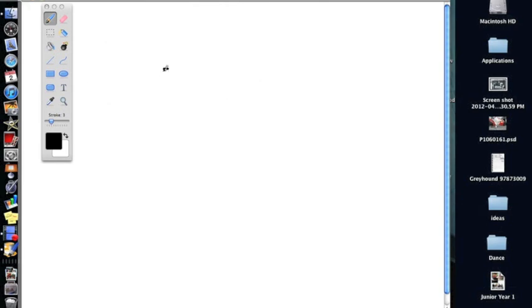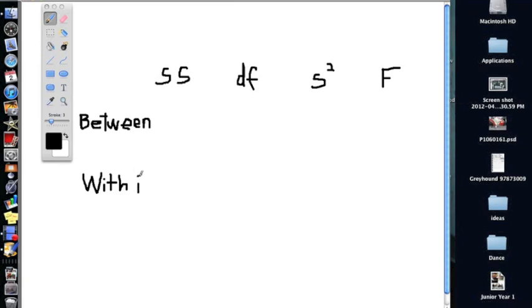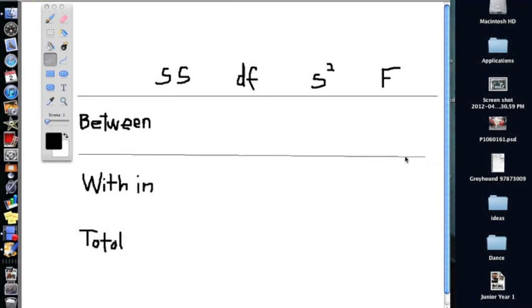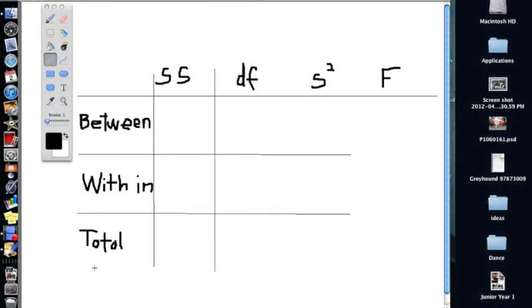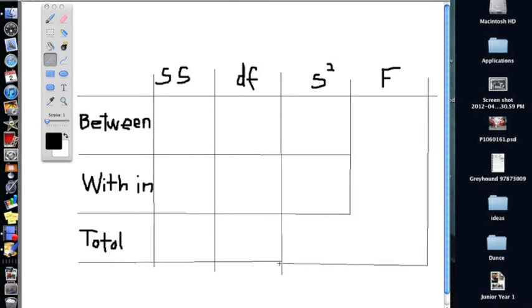When it comes to figuring out these ANOVAs, I always draw this chart. Across the top, I put sums of squares, degrees of freedom, variance, and then F. And along the side, I do between, within, and total. And this is just going to set me up to check my work periodically, and it'll lead me right straight into the answer. So that concludes today's video. Once I get your data, I'll make another video on running the ANOVA test with it.